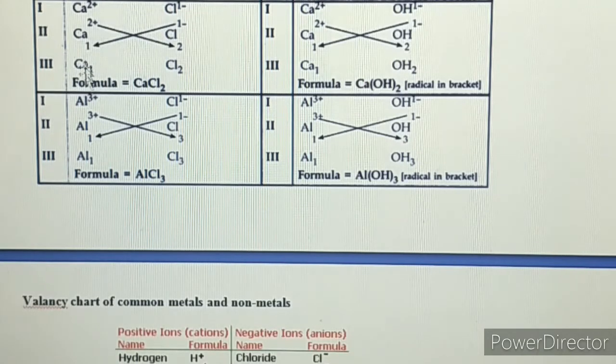And then it becomes what? Ca1, Cl2. Now 1 you can ignore. Now the formula will become what? CaCl2. So this is what? Calcium chloride.